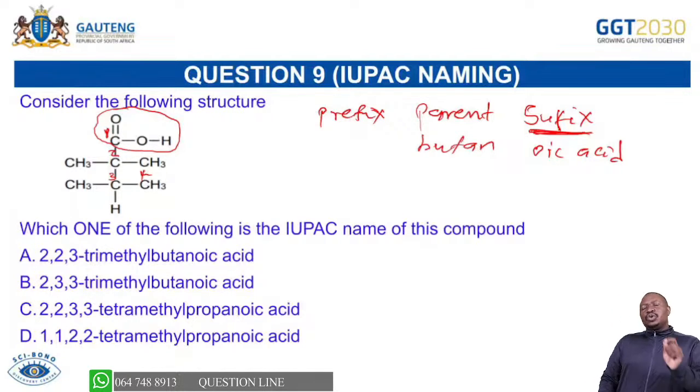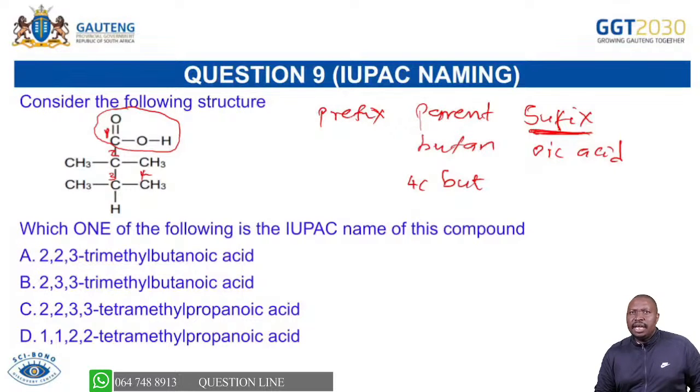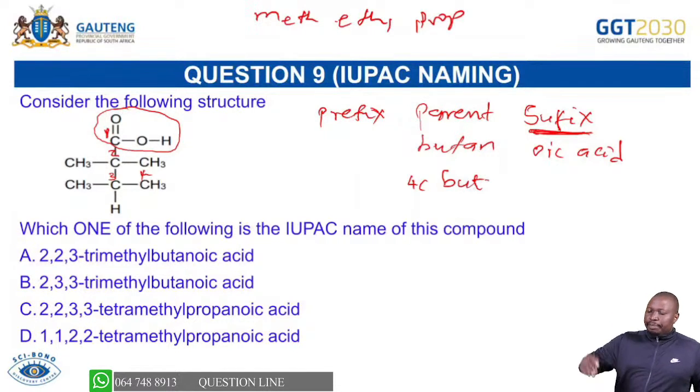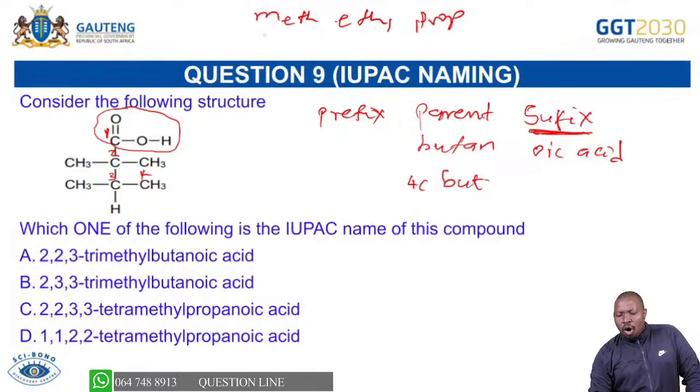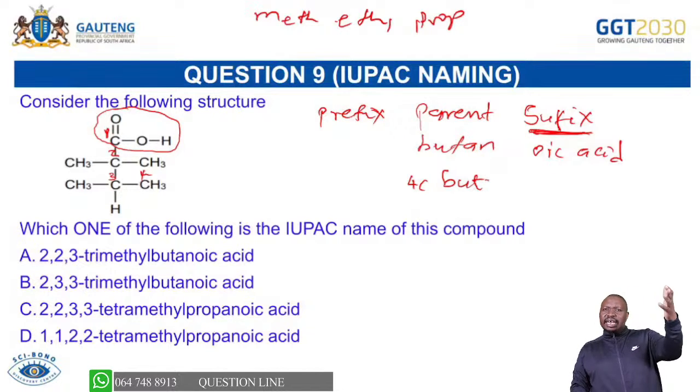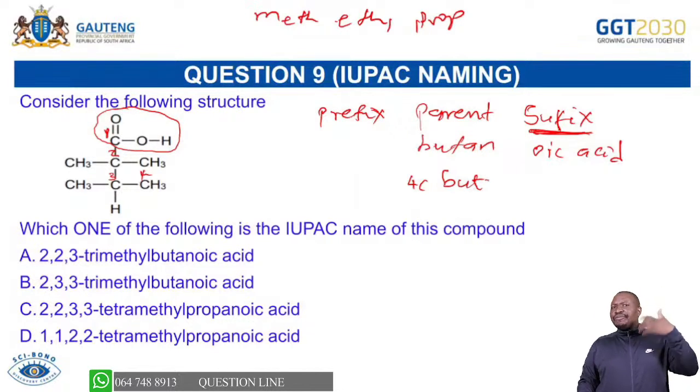It's important to have this understanding. I want to emphasize it here. Remember, we're saying 4 carbons is but. You can't say but here. You say butan. This use of meth, eth, prop, but, pent, hex, hept, and oct works for your first 4 homologous series, which are your alkanes, alkenes, alkynes, and haloalkanes. But for the last 4 homologous series, you don't write but, you write butan.